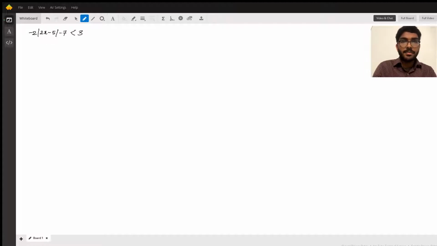So the first step that we are going to be doing is to add 7 on both sides of the inequality sign. So when you add 7 on both sides, this inequality eventually turns out to be -2 times the absolute value of 2x minus 5 is less than 10. You add 7 to -7, it cancels out. You add 7 to 3, it becomes 10. The next step is really important.